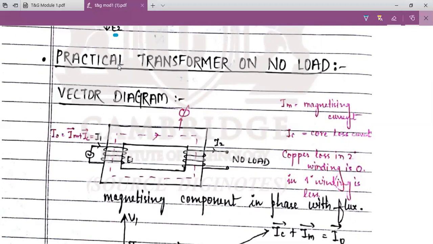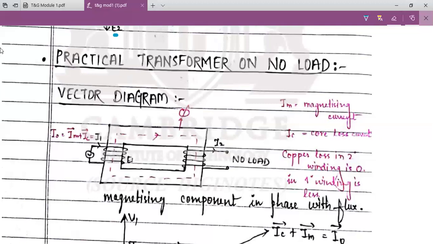But in a practical transformer, the losses are there, the flux will be there, the input power and output power will be there, and the magnetizing component will be there. So coming to this practical transformer on no load, you should know that practically the primary winding has certain resistance, so I can call this a practical transformer.